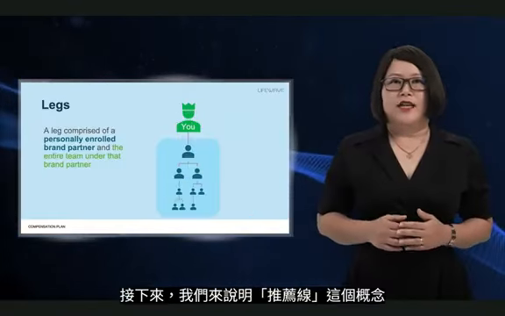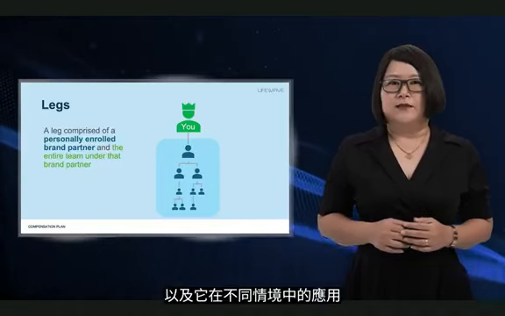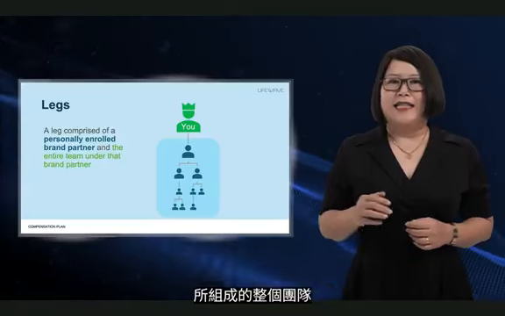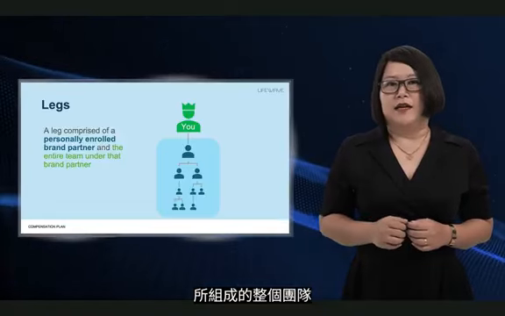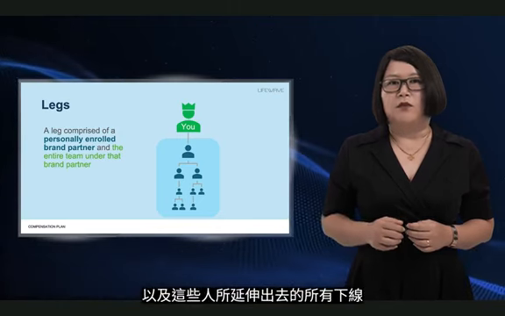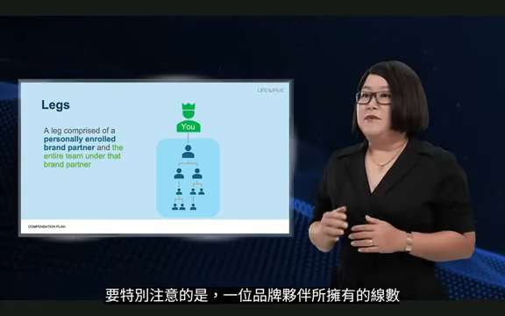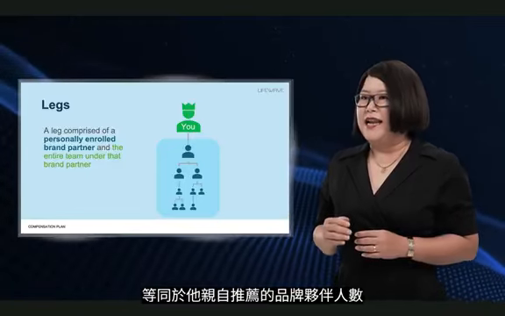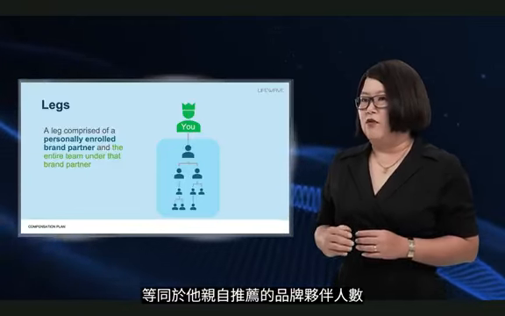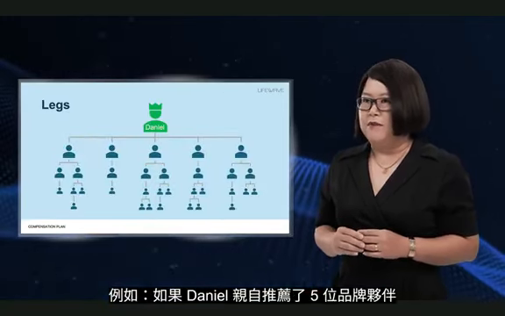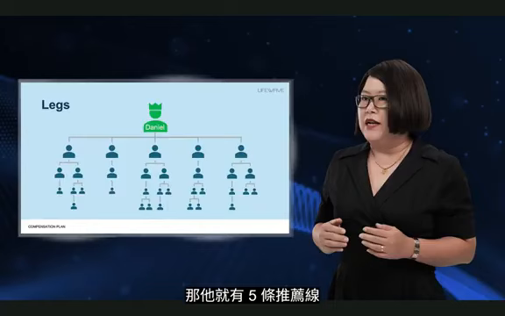Next, let's look at what is a leg, used in different concepts. A leg is comprised of a personally enrolled brand partner and the entire team under that brand partner. This is inclusive of all customers and brand partners personally enrolled by anyone in that team. It is important to note that a brand partner can only ever have as many legs as they do personally enrolled brand partners. So if Daniel has 5 personally enrolled brand partners, he will have 5 enrollment legs.